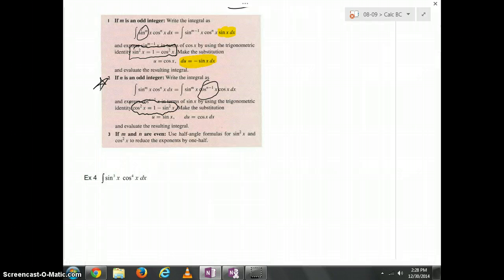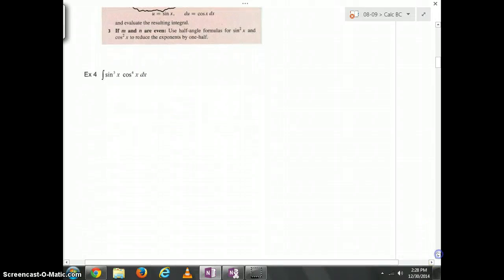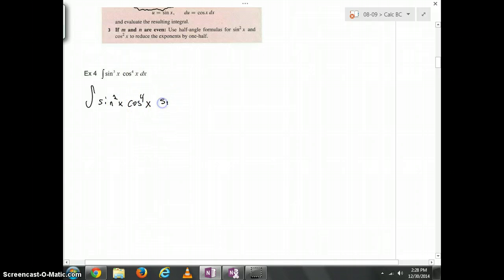If m and n are both even, you can use the power reduction formulas, much like we did just in our last example. But let's take a look at example 4 to see this in action. You can see that we do have just one odd power, sine to the third of x. So what we can do very quickly is pull one of those sine factors out, just like so. Then sine squared, of course, has a Pythagorean identity. It's 1 minus the cosine squared of x.